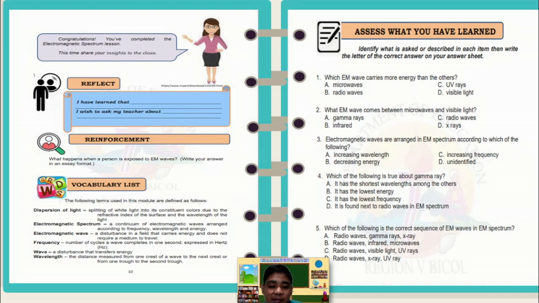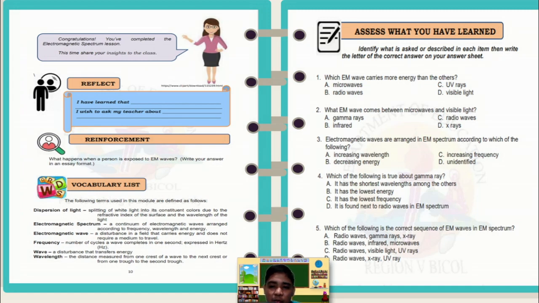Okay, frequency. The number of cycles a wave completes in 1 second expressed in hertz. Okay, the unit of frequency is hertz. This is the number of cycles a wave completes in 1 second, or when you say frequency, the number of wave passes through a given point at a given time. So that is the count of number of wave that passes in a given boundary at a given time. So that is frequency. Okay, wave. A disturbance that transfers energy. Or this is the carrier of energy when you say wave. Wavelength, the distance measured from one crest of a wave to the next crest, or from one trough to the second trough. Okay, let us now proceed to the assessment.